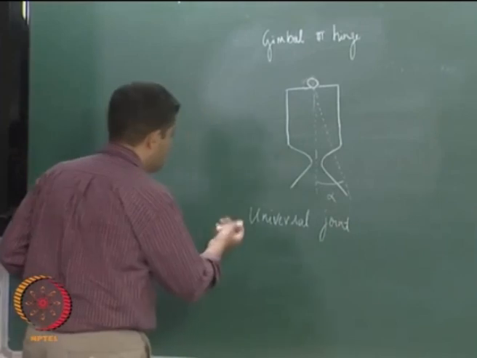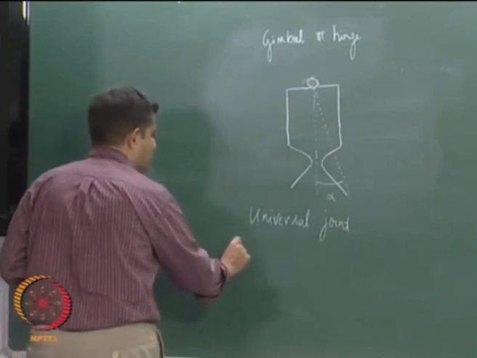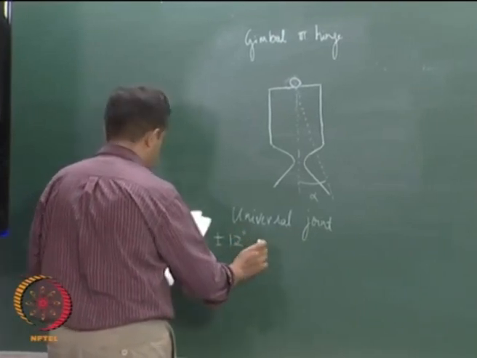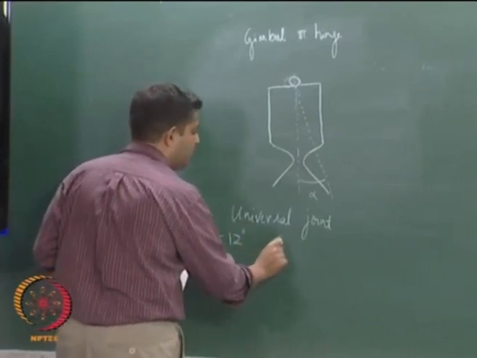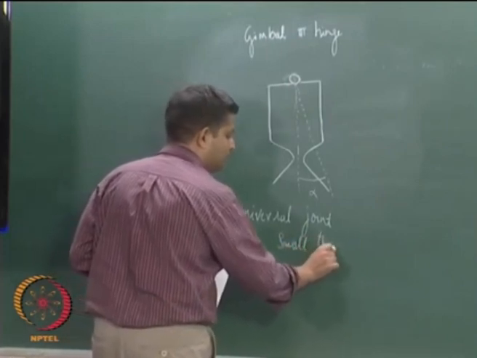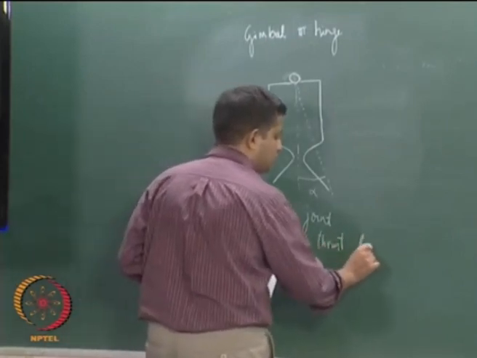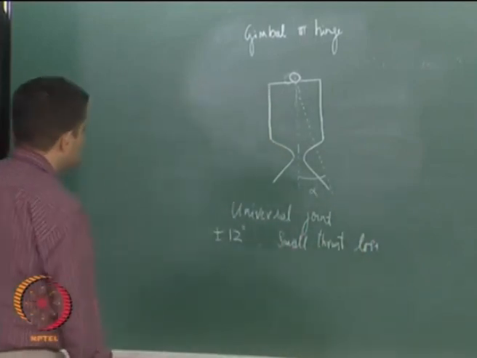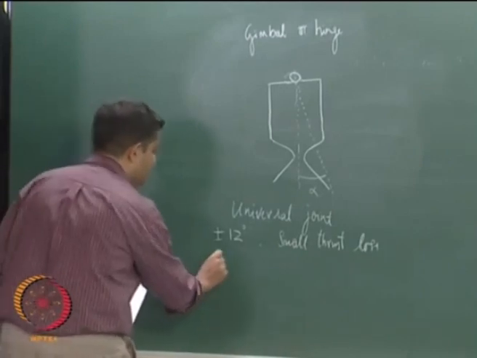So using this, you can move the entire thrust vector by plus minus 12 degrees, and there will be a small thrust loss. And this is typically used in only liquid engines.